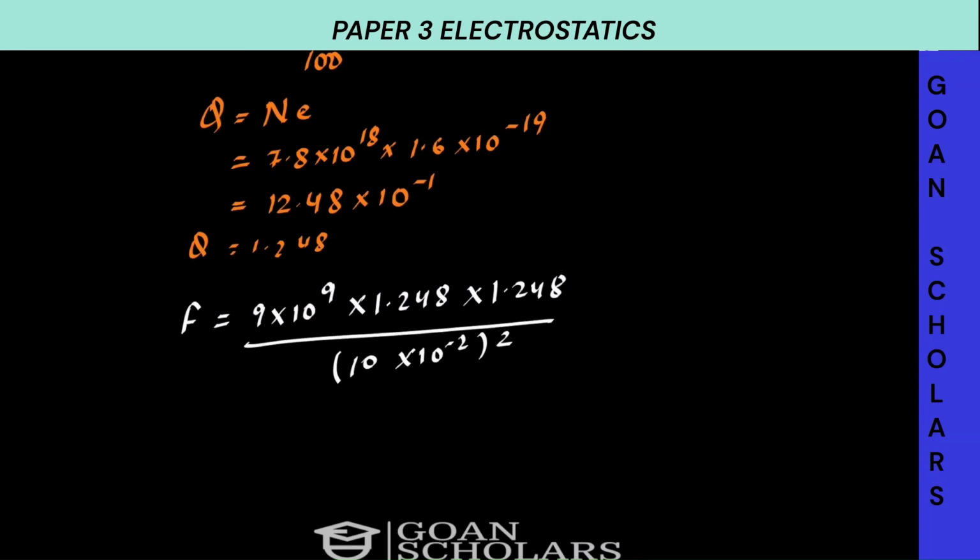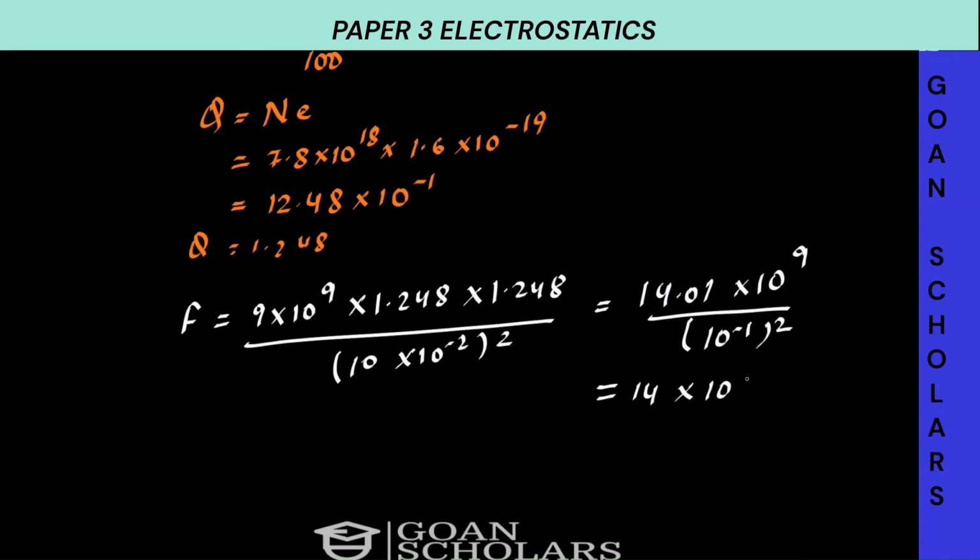Let's simplify it. So first of all, let's multiply 9 into 1.248 into 1.248. So this will be 14.01, okay, 14.01 or 02. We can make it into 10 to the power 9 whole divided by, this will become 10 to the power minus 1 whole square, right? 10 into 10 to the power minus 2 is 10 to the power minus 1 whole square, which is nothing but 10 to the power minus 2, and 10 to the power minus 2 goes up and it will be 14. Approximately I am writing 14 into 10 to the power 9 to 11, correct? So this will be our net force between these two.